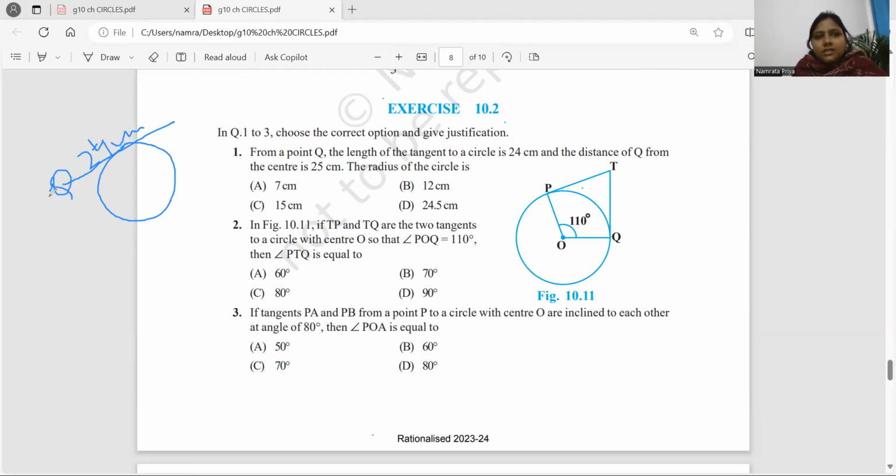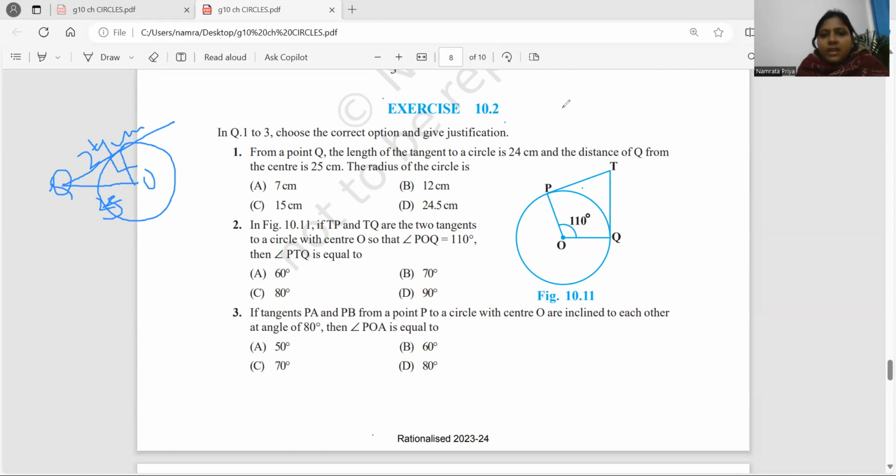And the distance from Q to the center is 25 centimeters. So let the center of the circle be O. The distance is 25 centimeter, and you will be joining the radius. Obviously the radius and the tangent are perpendicular to each other. So this is 90 degree. Now can you find out the radius?